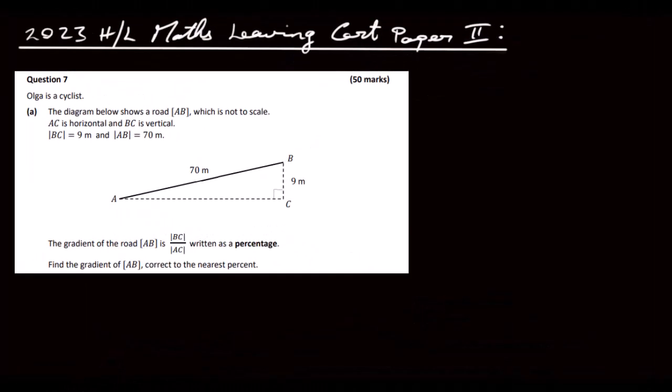Okay, so this is question 7 from the 2023 Higher Level Maths Leaving Cert paper 2. Olga is a cyclist. The diagram below shows the road AB, which is not to scale. AC is horizontal, so AC is along here, and BC is vertical. BC is 9 meters and AB is 70.